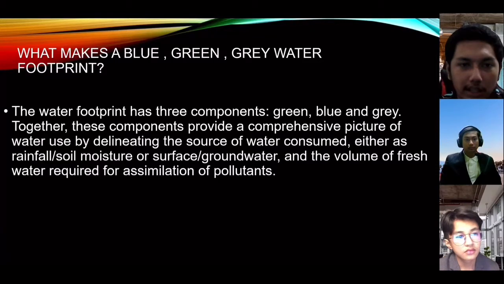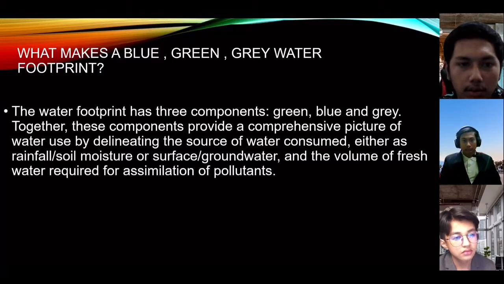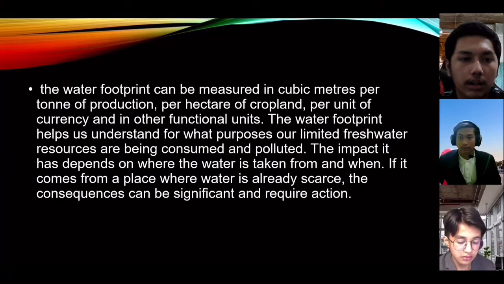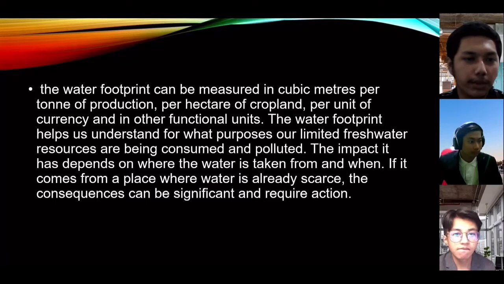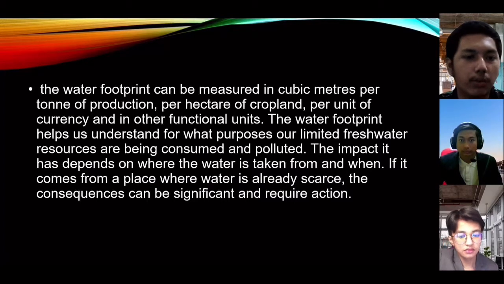What makes a blue, green, grey water footprint? The water footprint has three components: green, blue, and grey. Together, these components provide a comprehensive picture of water used by delineating the source of water consumed, either as rainfall, soil moisture or surface or groundwater, and the volume of fresh water required for assimilation of pollutants. The water footprint can be measured in cubic meters per ton of production, per hectare of cropland, per unit of currency, and in other functional units. The water footprint helps us understand for what purpose our limited freshwater resources are being consumed and polluted. The impact it has depends on where the water is taken from and when. If it comes from a place where water is already scarce, the consequences can be significant and require action.